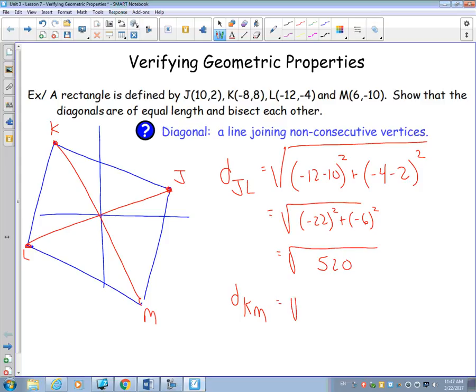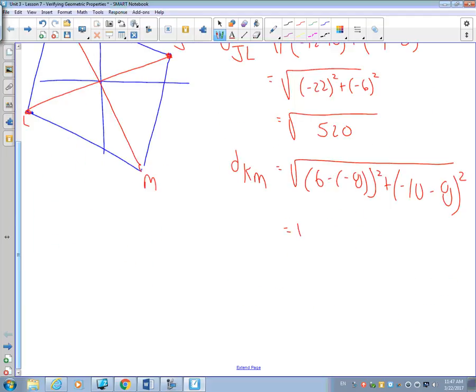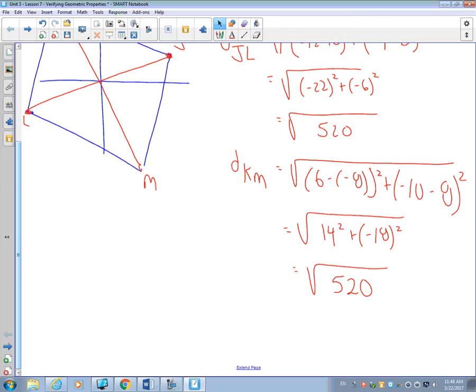So let's do the same thing with KM. So x2, 6 minus negative 8, plus y2, negative 10 minus 8. Do our brackets first. We're doing BEDMAS here. We'll get 14 squared and negative 18 squared. If I square them, 196 plus 324, hey, it comes up to 520. So I've shown that my diagonals are equal length. Root 520 is the same as root 520.